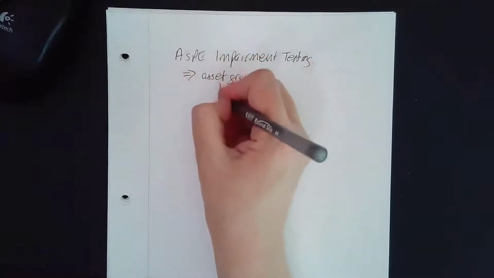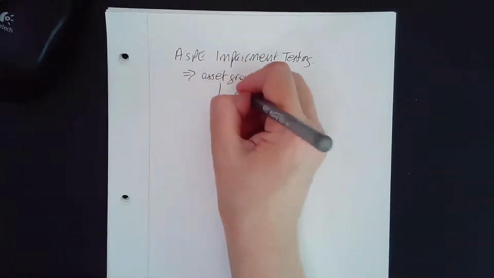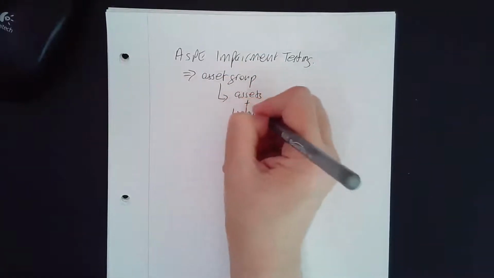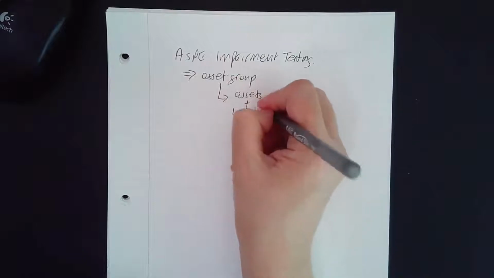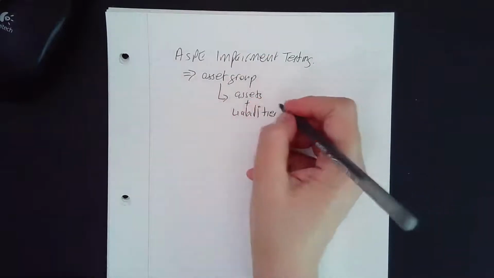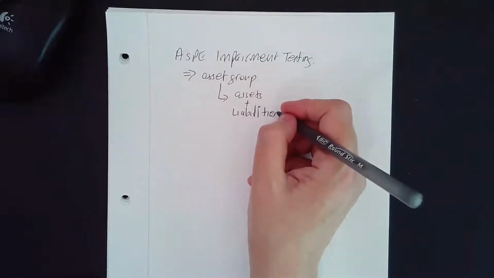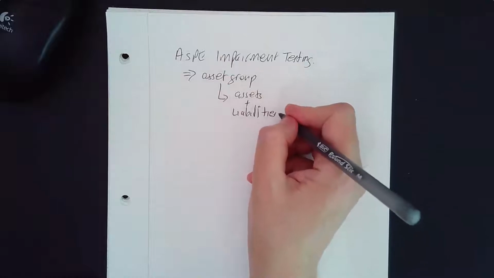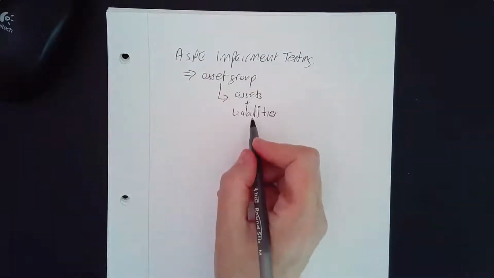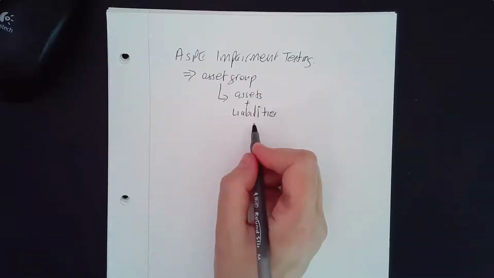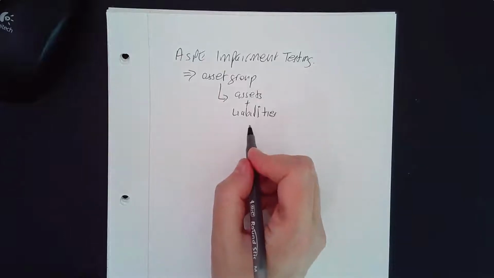And an asset group can actually include not only the assets, but also the liabilities. Okay, the liabilities which are associated with the asset group. So keep that in mind. It's very different than a cash generating unit. A cash generating unit cannot include the liabilities, but under ASPE, they can include anything that's in the asset group, and that includes cash inflows as well as cash outflows that are related to the asset group.